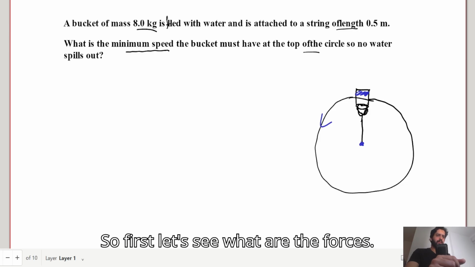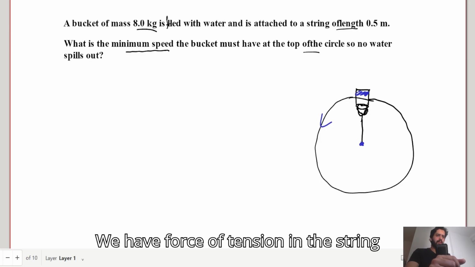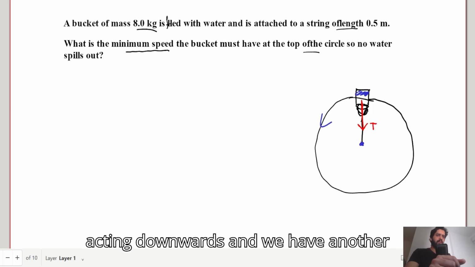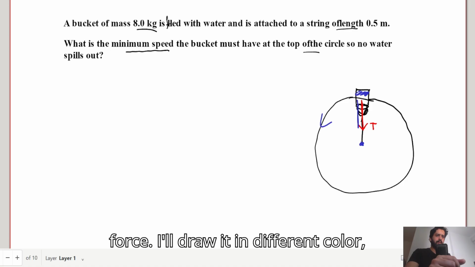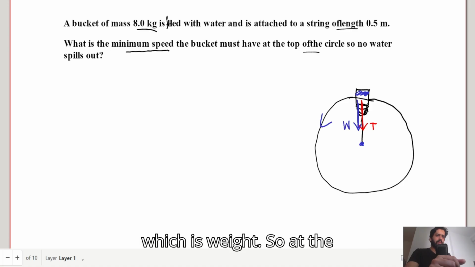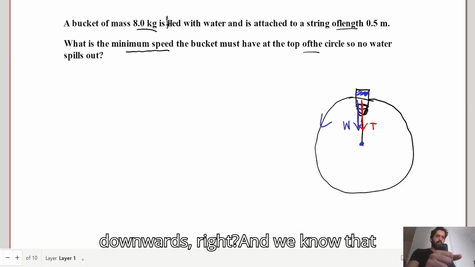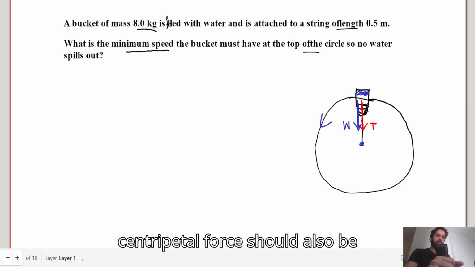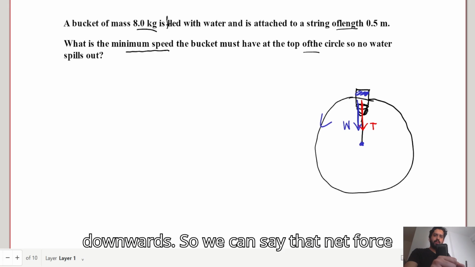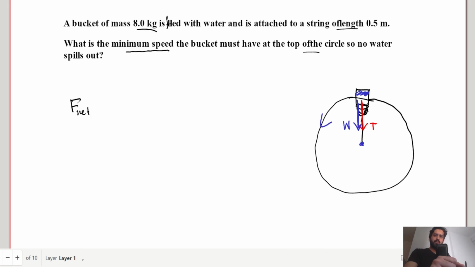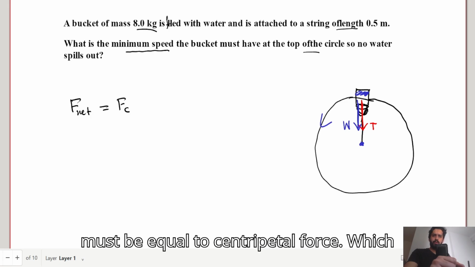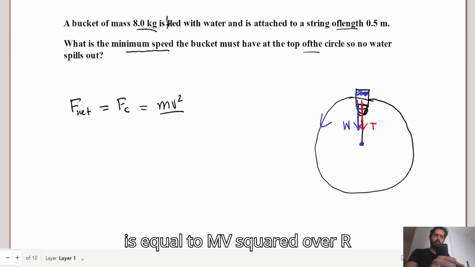So first, let's see what the forces are. We have the force of tension in the string acting downwards, and we have another force, I'll draw it in a different color, which is weight. So at the top, both forces are pointing downwards, right? And we know that centripetal force should also be downwards. So we can say that net force must be equal to centripetal force, which is equal to mv square over r.